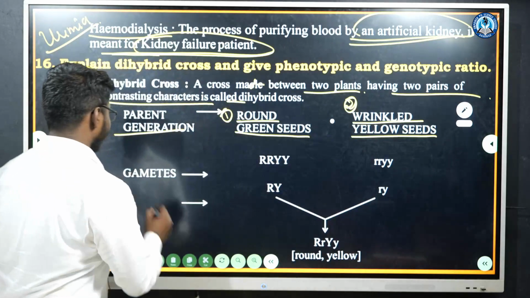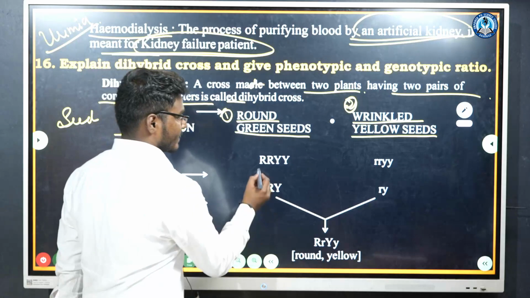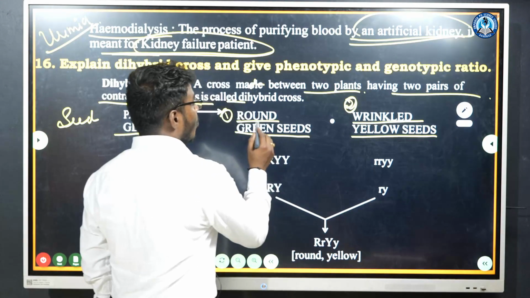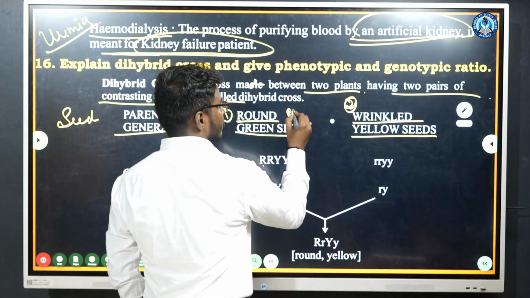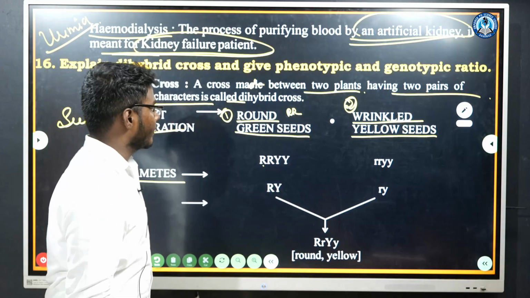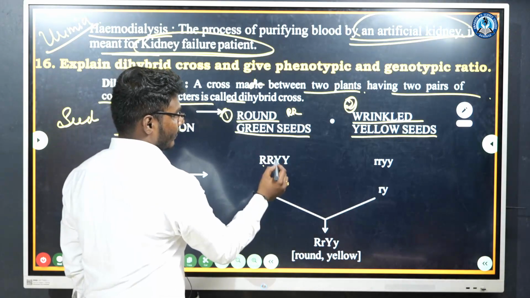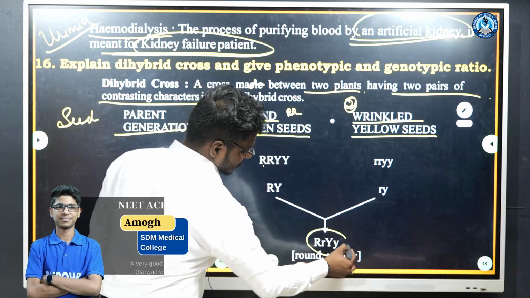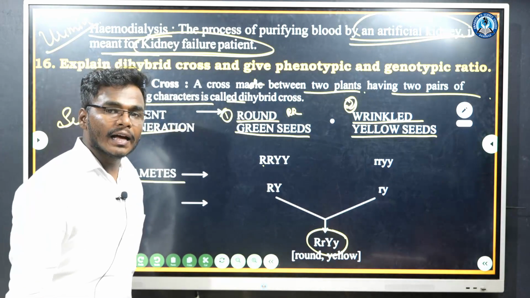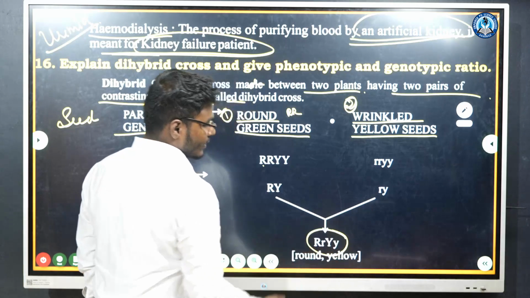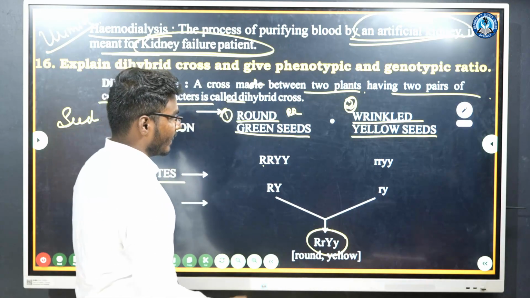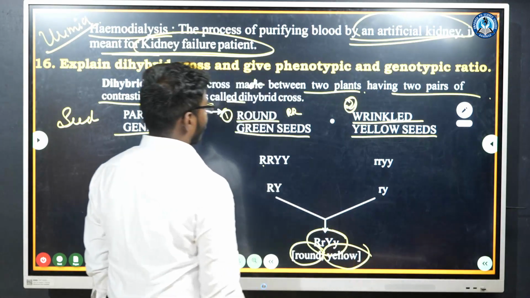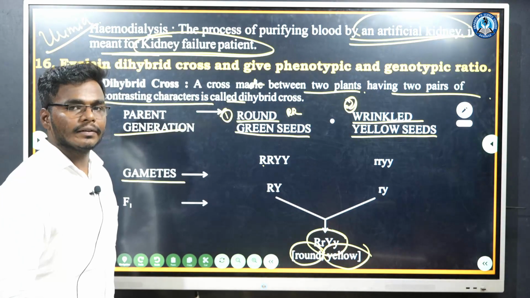So now what are the gametes? It is capital R, capital R, capital Y, capital Y. That is, one character shows two genes, one is the gene and the other is the allele. Two same, YY. So when we cross, the F1 generation is capital R, small r, capital Y, small y. So it is round and yellow because these are dominant.